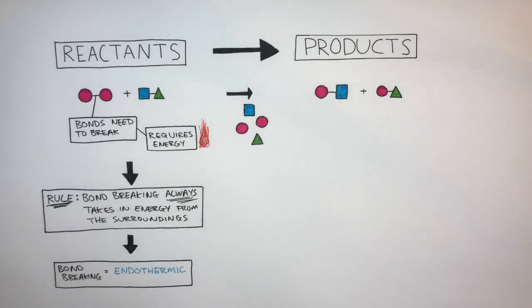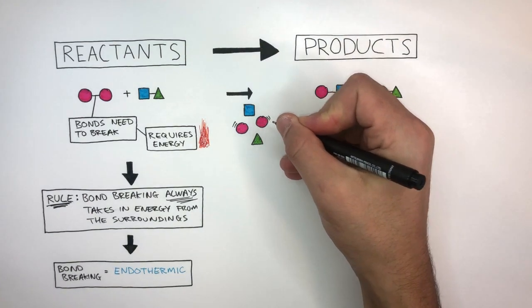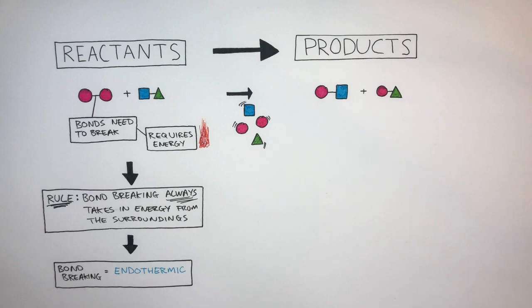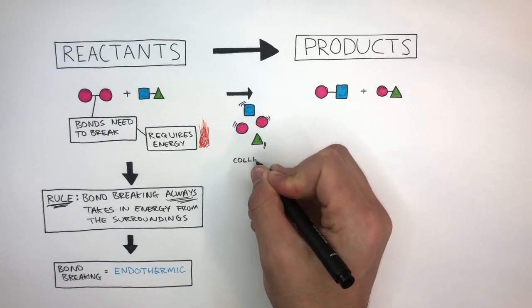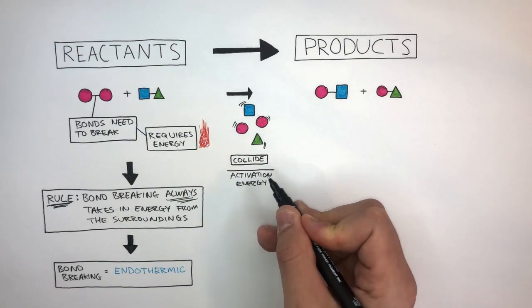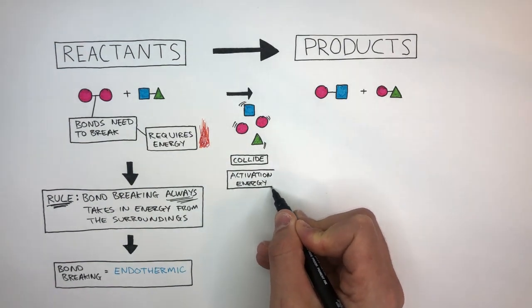So here are the individual atoms as their bonds have been broken. The movement lines show how they are able to move freely. For a chemical reaction to take place, these atoms must collide and they must have the activation energy, which is the minimum amount of energy for a reaction to take place.